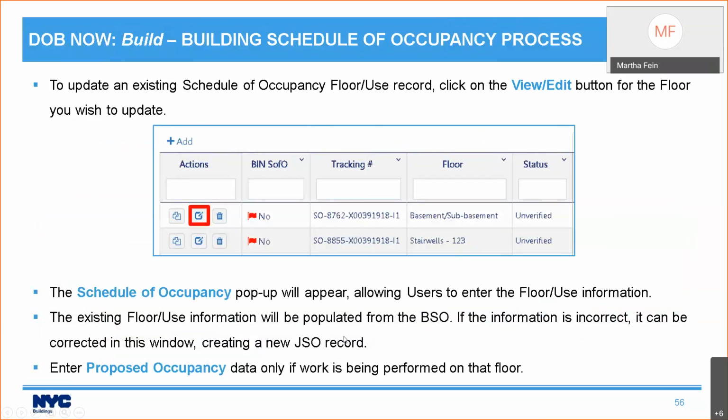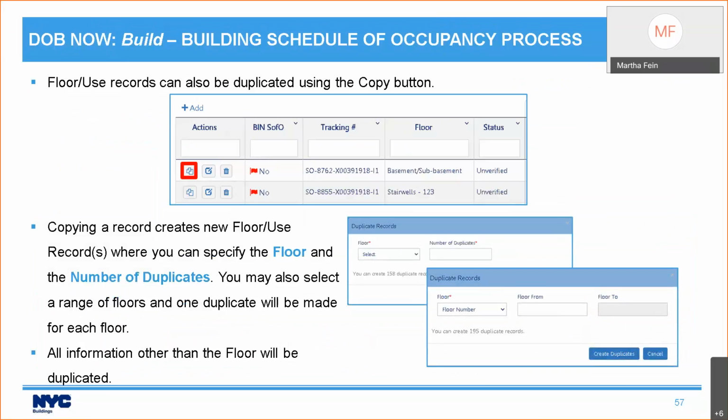So you update it by either clicking on the view edit or double clicking on the line, and the schedule of occupancy pop-up shows up again. And so you enter whatever information needs to be changed. You can also duplicate 4 use records using the copy button.